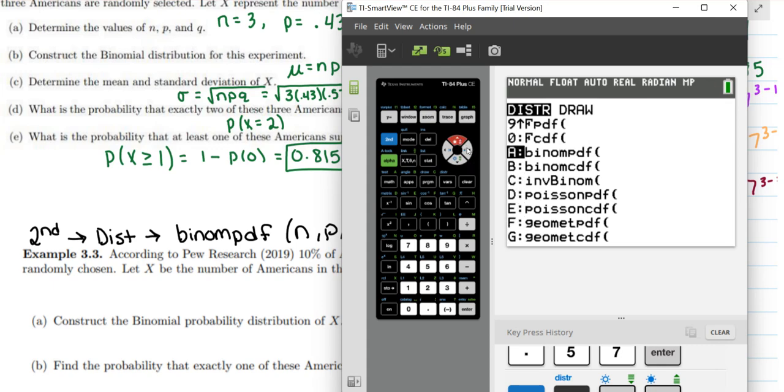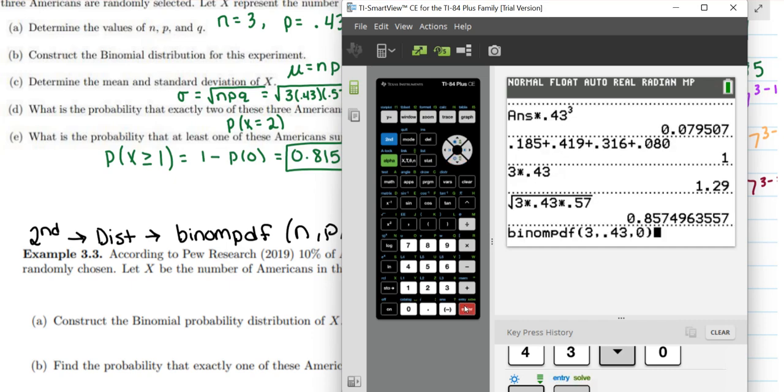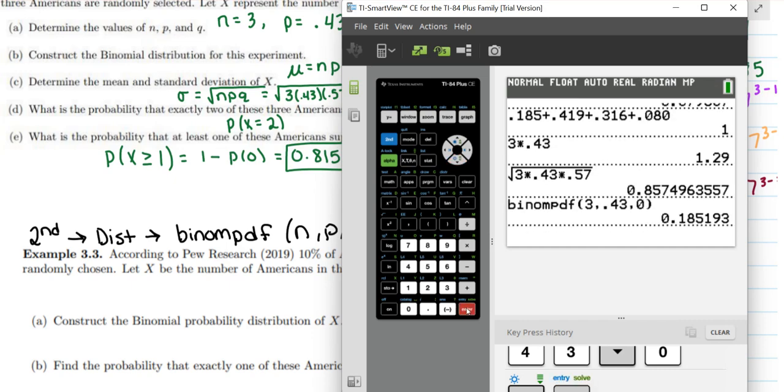So binom PDF. I'll show you what CDF means in a little bit, but right now PDF is just a single probability. Okay? And then it's going to say trials. So trials was 3, P was 0.43. And let's look at the X value 0. Paste. And then it does it for you. So it does that entire calculation for you.